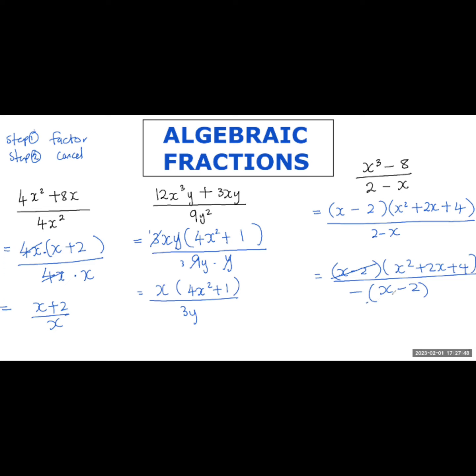Now, can we cancel? Absolutely. And remember, we got a negative out there, which we're just going to write on the front there. Open brackets, and distribute the negative at the end. Negative x squared minus 2x minus 4. And that's our final answer.